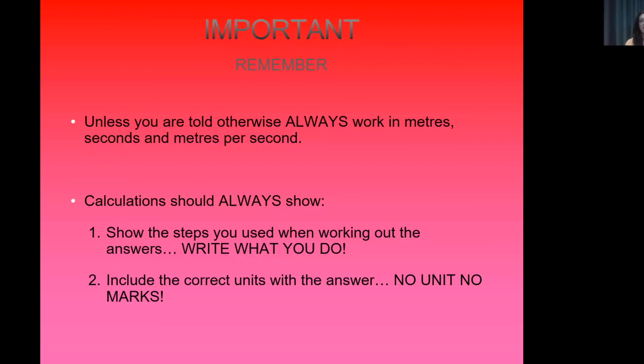Always remember, unless you are told otherwise by your question, always work in meters per second. And the base units will therefore be meters and seconds. So if you get values in other units, you have to change them to your base units. And the second part you have to remember is calculations should always show the steps you used when working out the answers. So write everything that you do step by step.